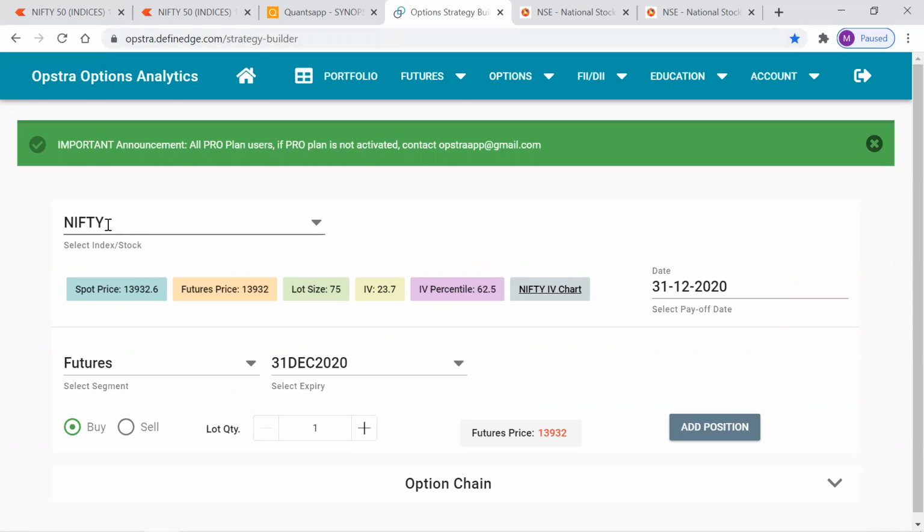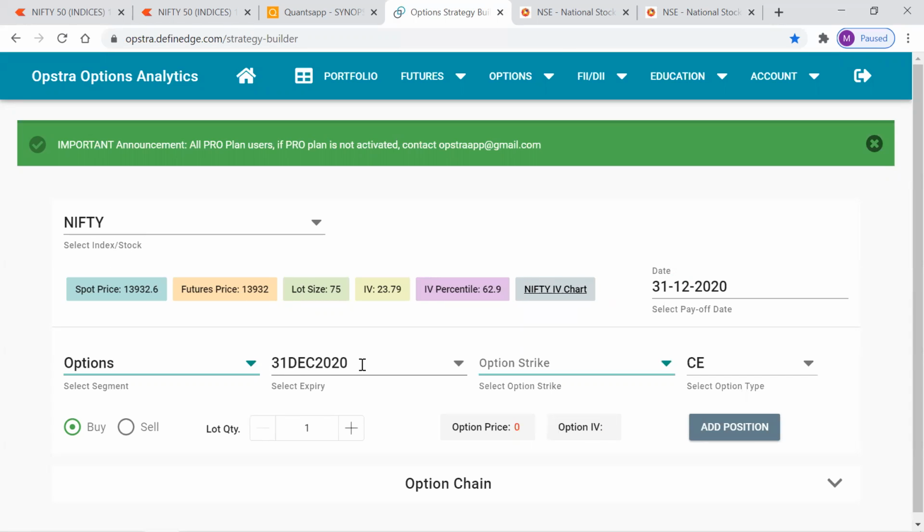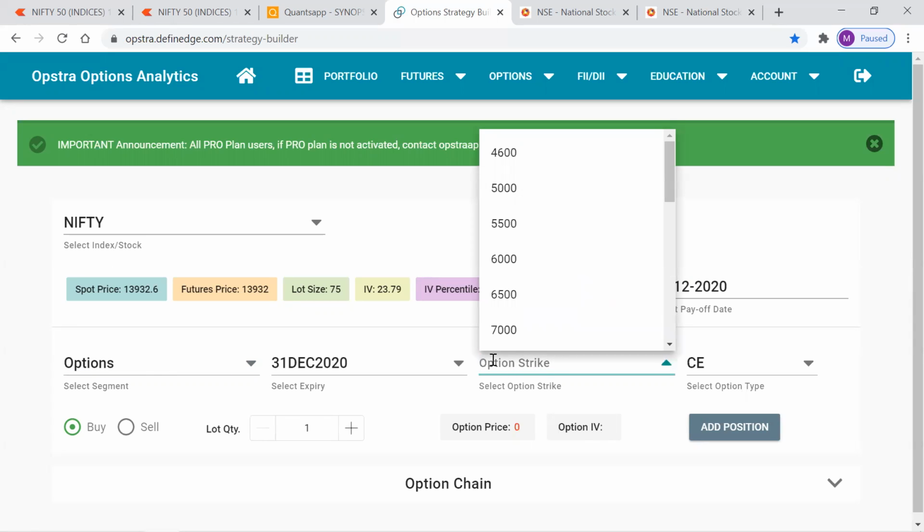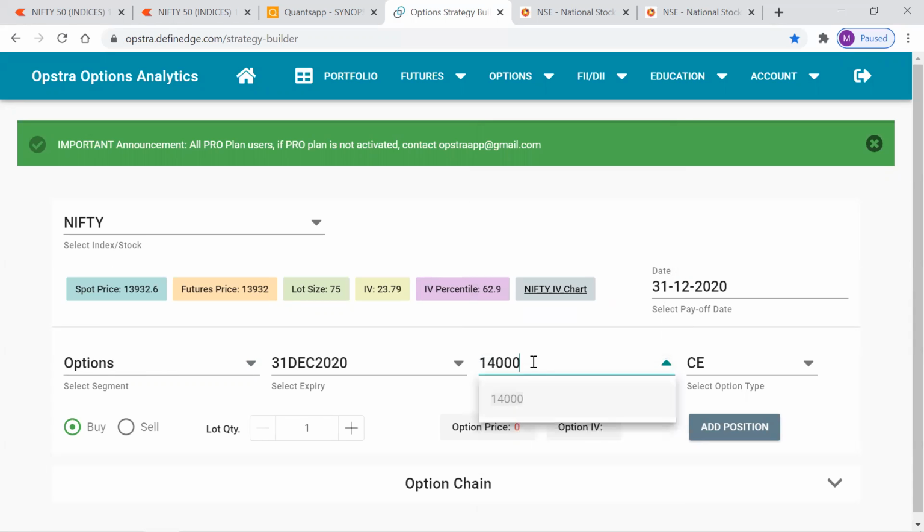Just click on Nifty here, because we are dealing with Nifty and we are estimating that Nifty 50 will cross 14,000 before 31st of December. Select Nifty and select options here, 31st December is our expiry, and then the option strike. What should be your strike price? It's simply 14,000, because you are estimating that Nifty will cross 14,000 before 31st of December. So you need to buy 14,000 call. I already told you, you're bullish here. When you are bullish, you need to buy call or sell put.